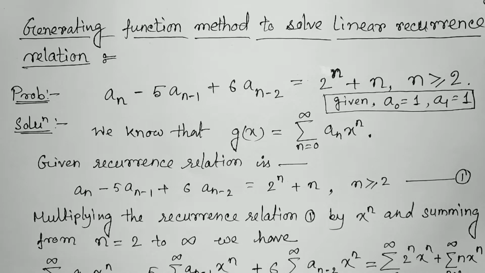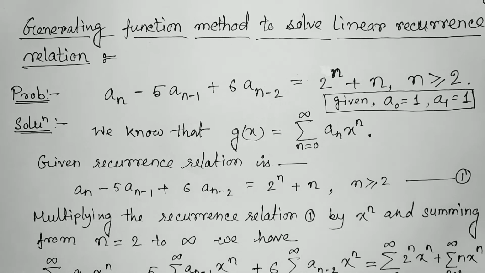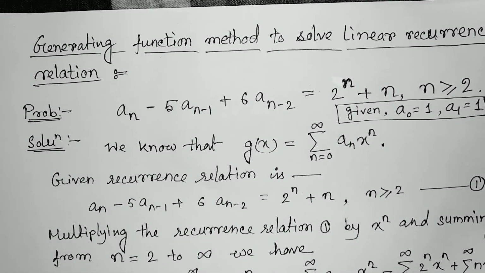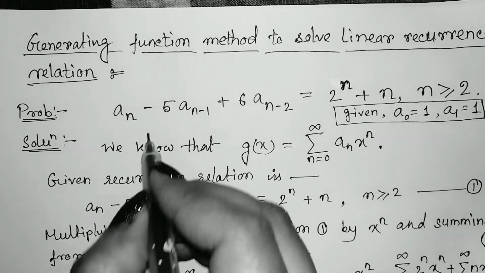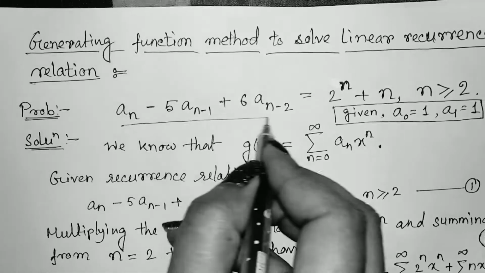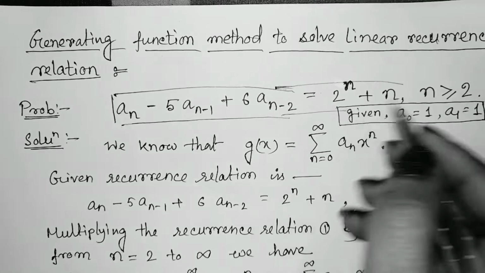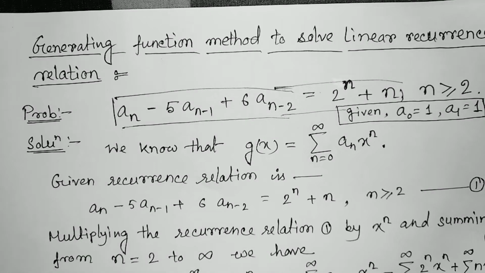This video is on special request of Chandu Sen, who wanted to solve one linear recurrence relation by generating function method, and the question is this one. Here it is a_n minus 5 a_{n-1} plus 6 a_n equals 2 to the power n plus n, where n is greater than or equal to 2, and it is given that a0 equals 1 and a1 equals 1.